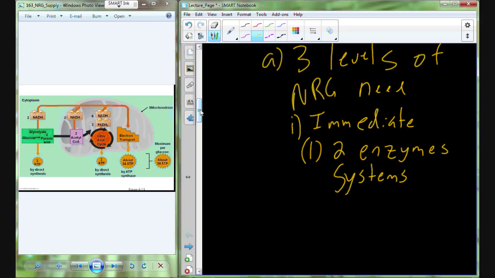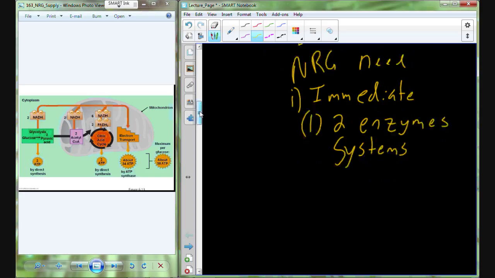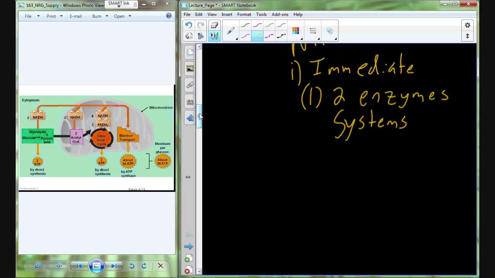So three levels of energy need. We have an immediate need, an intermediate need, and a prolonged or long-term need. The immediate need is going to come from two enzyme systems, not included on this figure. So we're going to have two enzyme systems that are going to generate ATP for us.